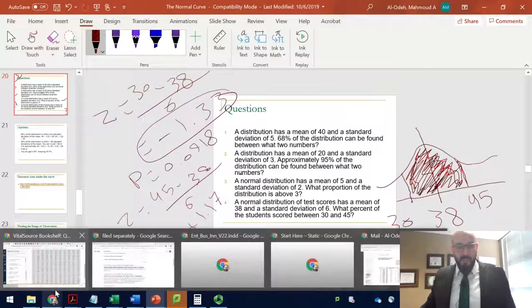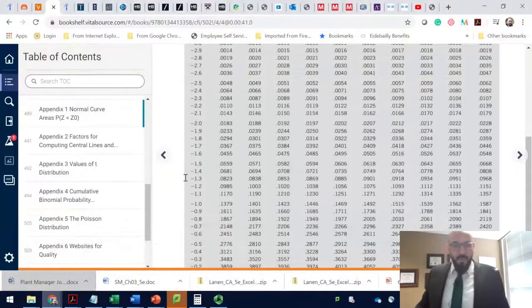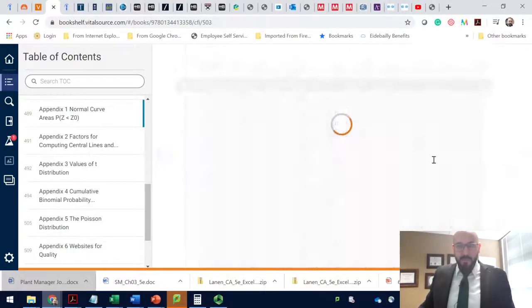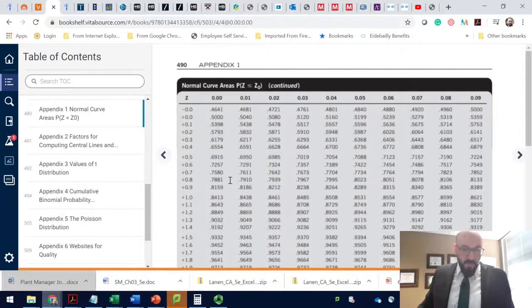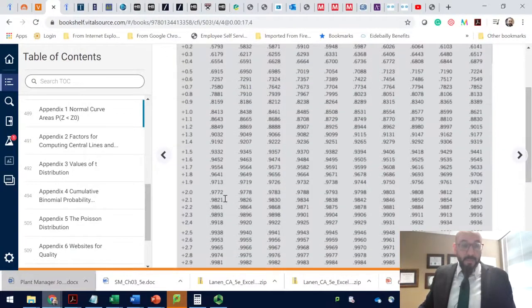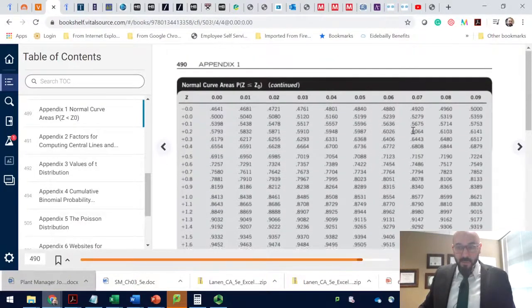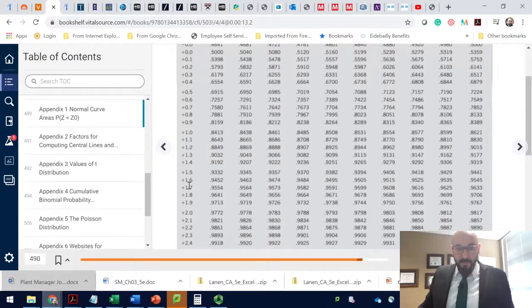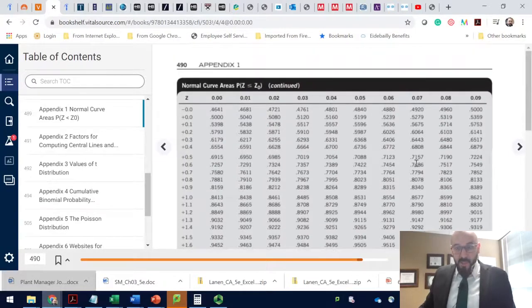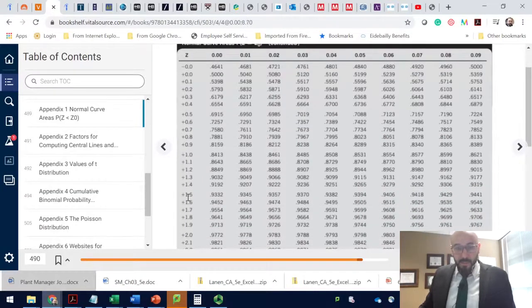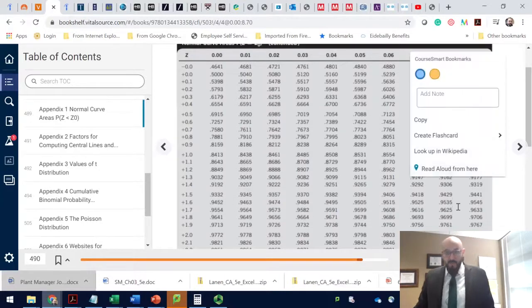Go back to the Z table, and we're going to the positive values. The positive value would be 1.1. So 1.1 here, we found this. Now 1.17, which would be right here, and 7 would be the third column from the right. So for 1.17, it would be this value, 8790.